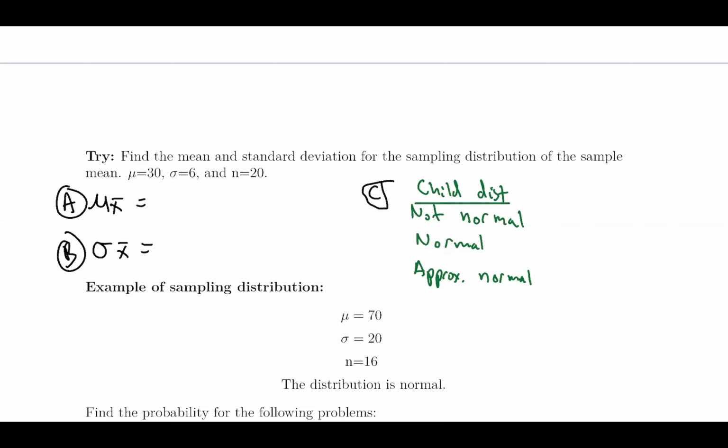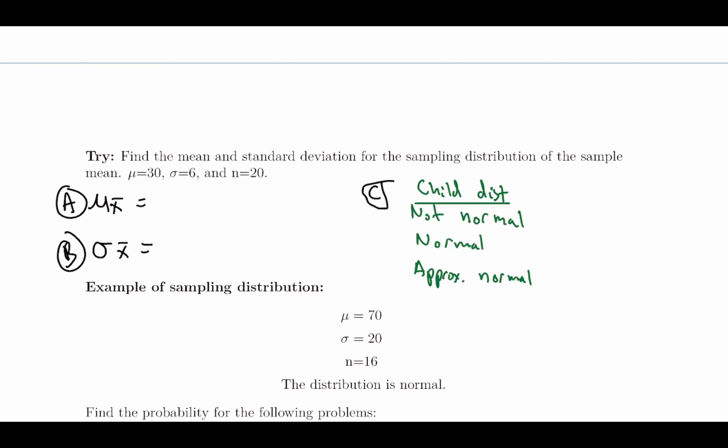All right, so we're going to do this problem. What we want to do is find the probability of this event occurring. This is a very basic problem. I just want you to get comfortable with how to find the probability. In this example, mu is equal to 70, sigma is equal to 20, n is equal to 16, and they tell me the distribution is normal. So for this problem, do I need to use the central limit theorem?